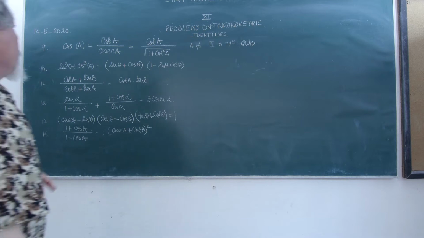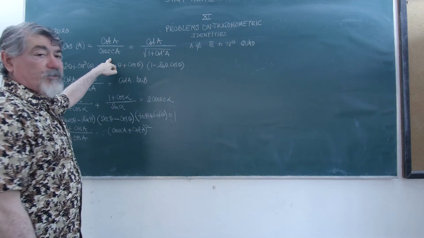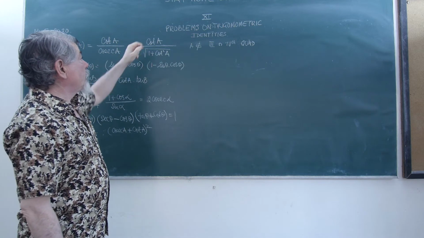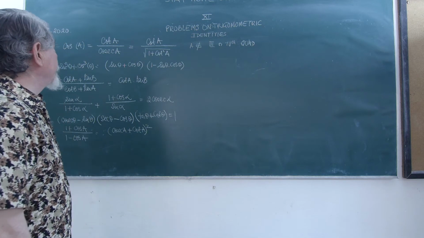Now, the next question I have is cos A is equal to cot A upon cosec A is equal to cot A upon square root of 1 plus cot square A. We have to prove this.